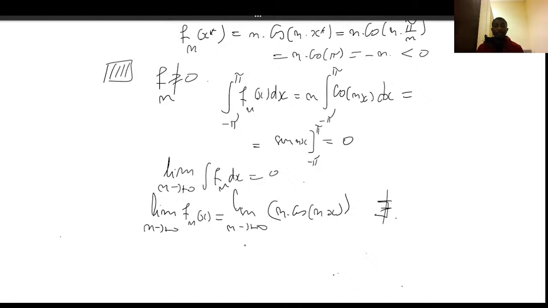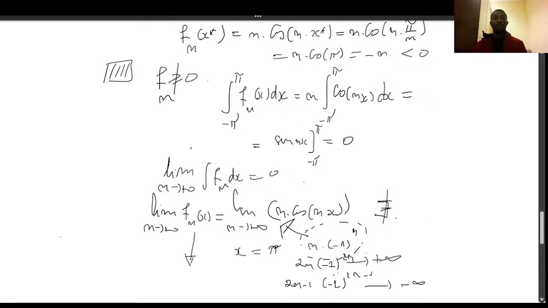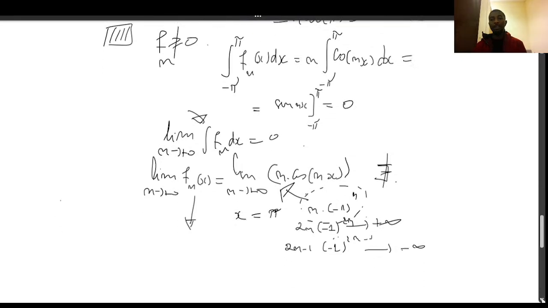Because if we consider x equal to pi, this will give us n times minus 1 to the power n, but we have two subsequences of this sequence that converge to different things. For example, 2n times minus 1 to the power 2n diverges to plus infinity, but the subsequence 2n minus 1 times minus 1 to the power 2n minus 1 diverges to minus infinity. So this sequence doesn't have any limit. So we cannot be sure that this limit exists, and it doesn't make sense to interchange the integral and the limit here. We cannot interchange the limit and the integral because the limit of fn doesn't exist.